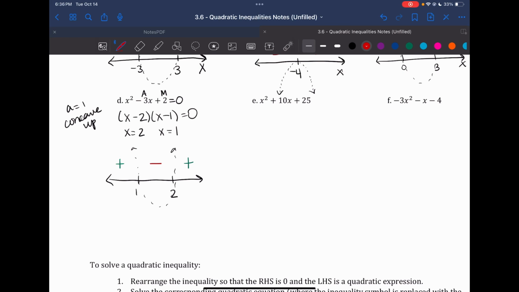Letter E is also going to be an add multiply. So two numbers that multiply to 25 that add to 10 are 5 and 5. Since it's the same number, I don't have to write it more than once, so I can just say x equals -5. But again, that means on my number line, I'm only going to have one root displayed, which is -5.